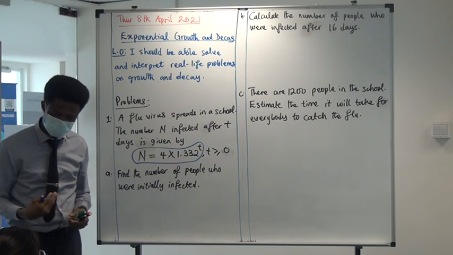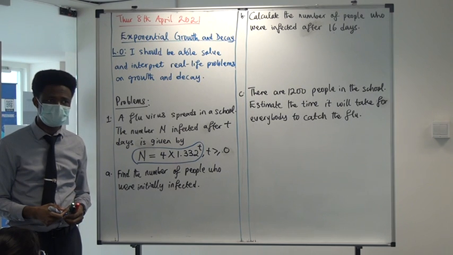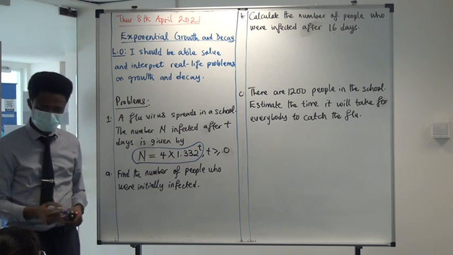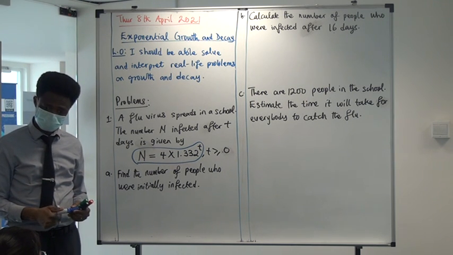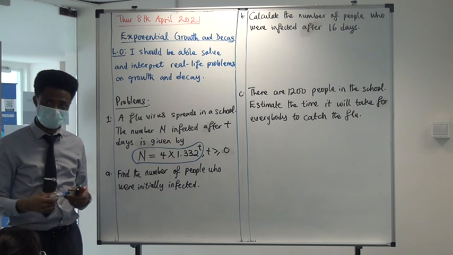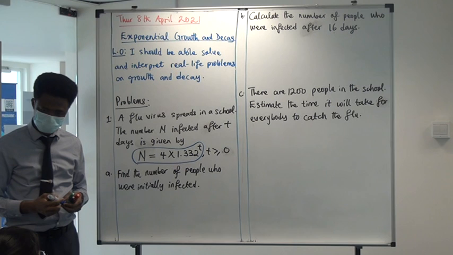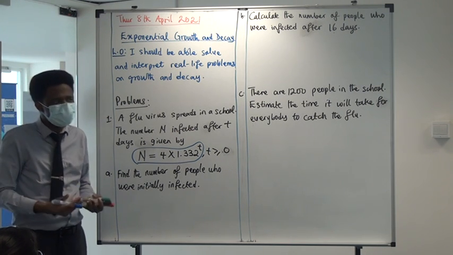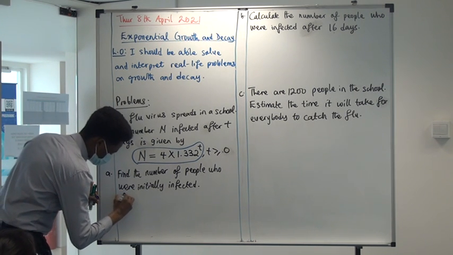I can't hear you. I'm even very close to you. Because it is the initial number. Well, that's what they want us to find. So why do you choose T is equal to 0? Can I choose T is equal to 4? Can I choose T is equal to 20? No, because it is 0 days. The initial is after 0 days. So all you have to do is put T is equal to 0.